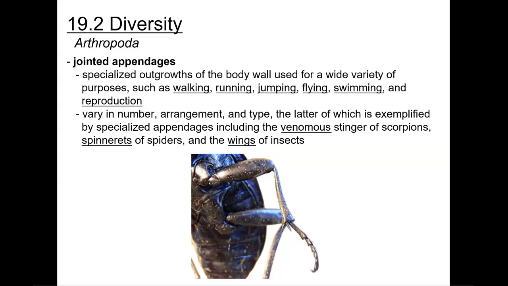They have jointed appendages, which are specialized outgrowths of the body wall used for a wide variety of purposes, such as walking, running, jumping, flying, swimming, and reproduction. They vary in number, arrangement, and type, the latter of which is exemplified by specialized appendages including the venomous stinger of scorpions, spinnerets of spiders, and the wings of insects.